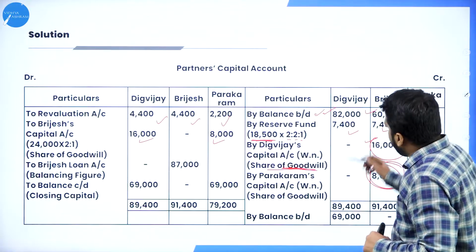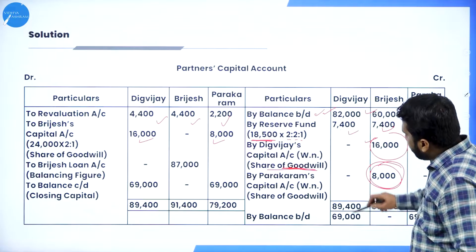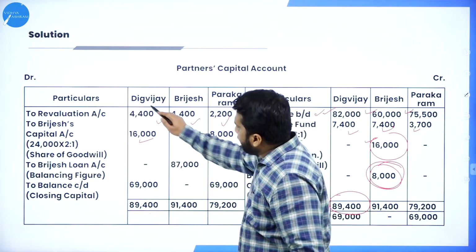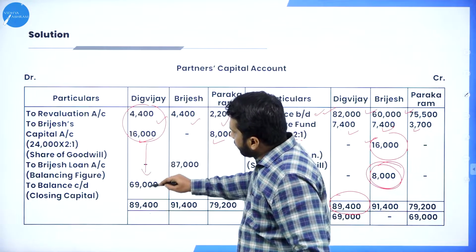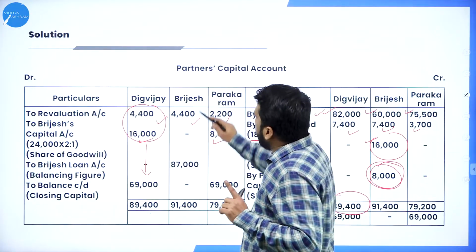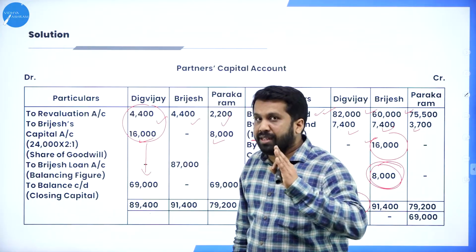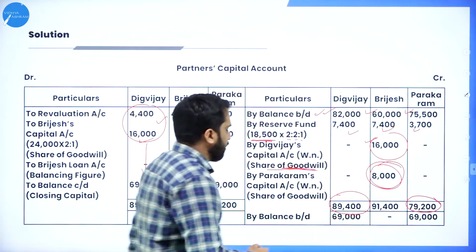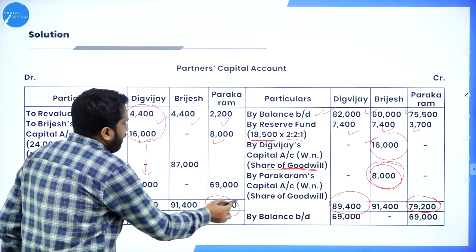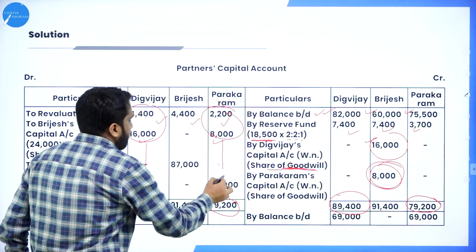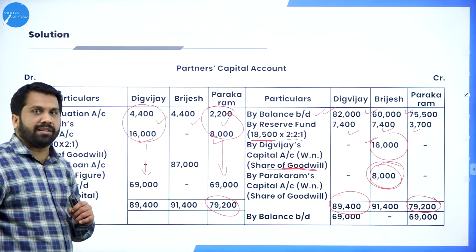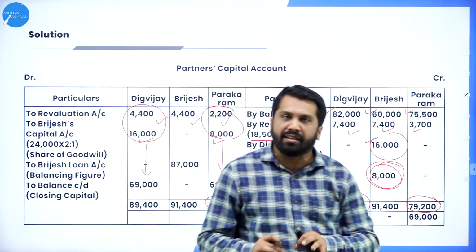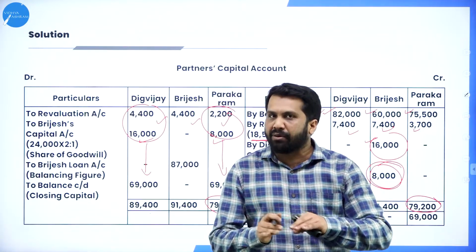Once you're done with this, just total 82 plus 7,000, it is around 89,000. 89,000 minus these two, you will get the answer of 69. Now, I'll come back later for Brijesh. We'll go to the last partner. What is the total? 79,200. 79,200 minus these two, you will get 69,000. Now, these are the two partners still existing in the partnership. That's why we have calculated.